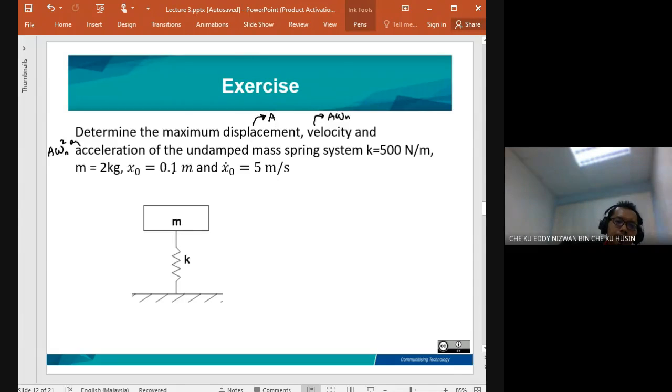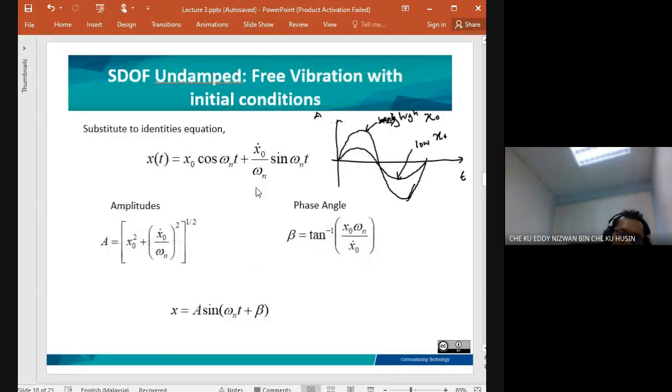We need the information of initial conditions: initial displacement and initial velocity. We also need the information of the frequency, which is omega n. Omega n can be calculated based on the equation square root of k over m. Now we want to calculate the A, so you can refer to this equation, the general solution under initial conditions.